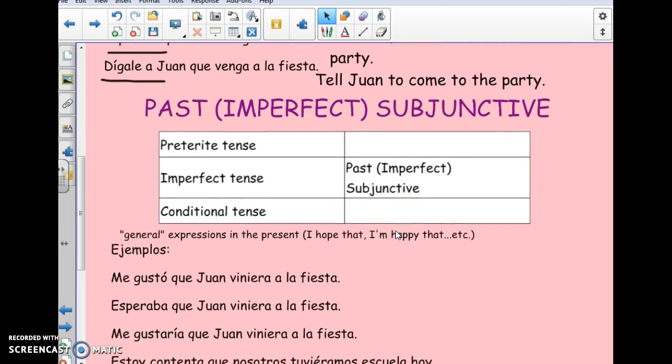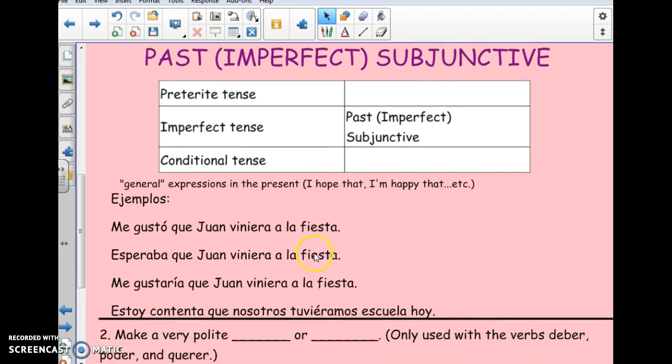So if you're going to use the imperfect subjunctive in an entire Spanish sentence, you're going to start with either the preterite tense, the imperfect tense, or the conditional tense. And then there are also going to be times, and you'll have to add this into your notes because I don't think you have it, when you just use general expressions in the present tense. So things like I hope that, I'm happy that, which we talked about before.